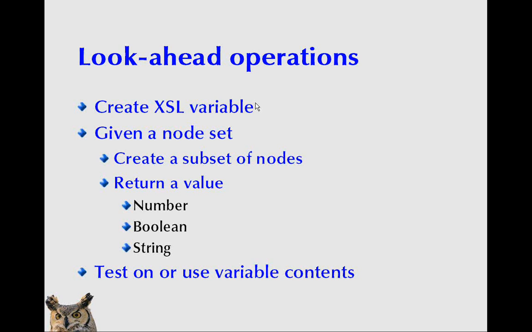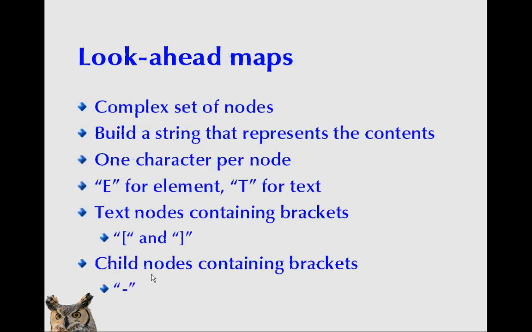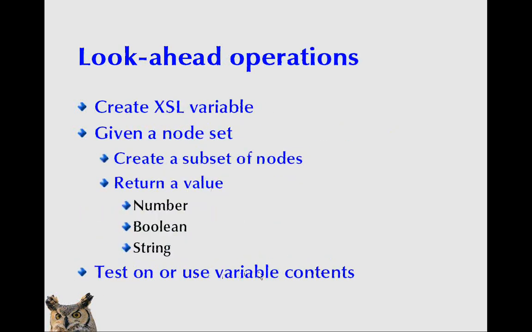So one of the things we had to do in numbering is we had to actually see whether an element contained any numbers at all. And so we'd write a look-ahead operation that would go in and look down within the children and say, yes, there are numbers within this element, or no, there are no numbers within this element. So as I say, we can test on the contents of the variable that gets returned.